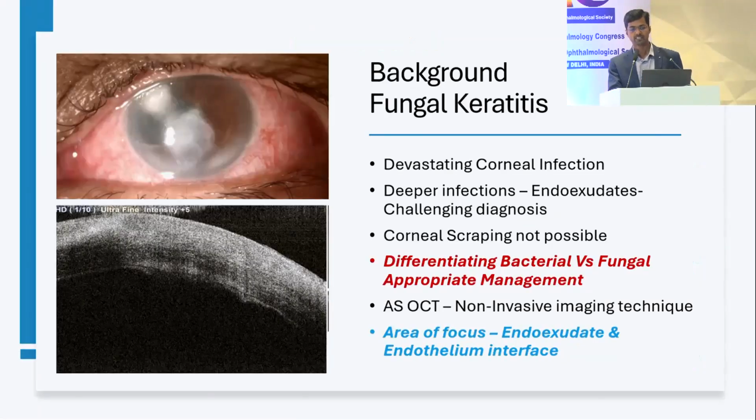Coming to the background, fungal keratitis is a devastating corneal infection which results in deeper infections leading to endoexudates, which is challenging for the diagnosis. Corneal scrapings are not possible because of the intact epithelium and deep-seated infections. But for appropriate management, we have to differentiate fungal keratitis from bacterial or herpetic keratouveitis. They might also present with endoexudates.